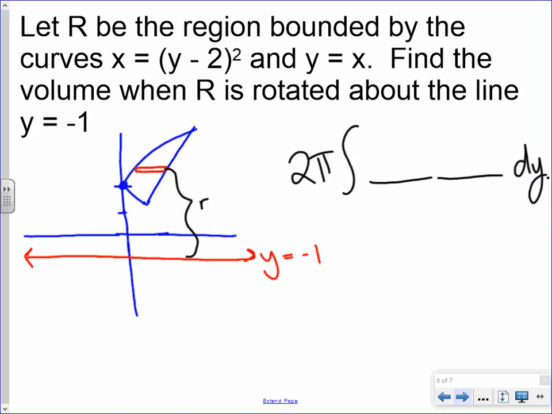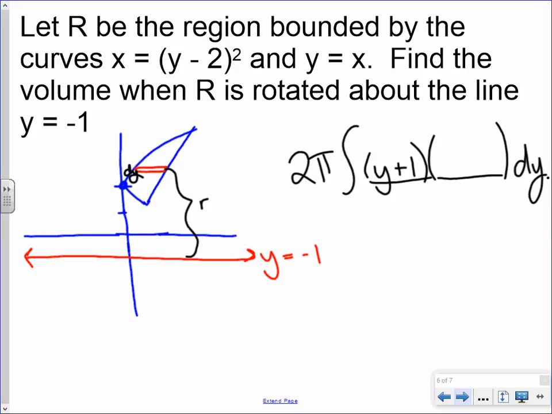I like it, except please be careful. No, you're getting further away. Y plus 1 is our radius. Okay? We have rectangles with thickness dy, so everything needs to be written in terms of y. Okay?